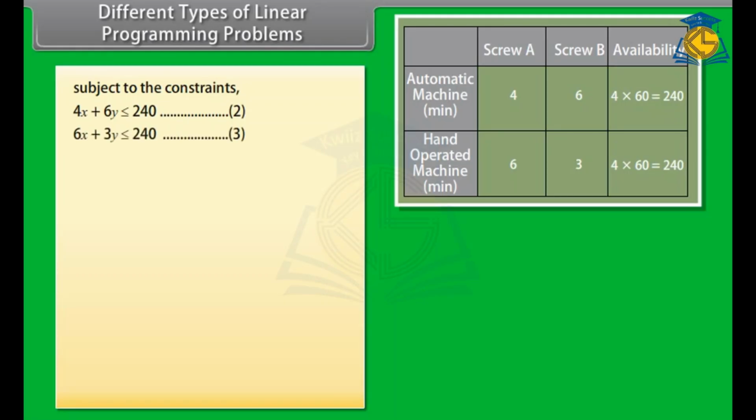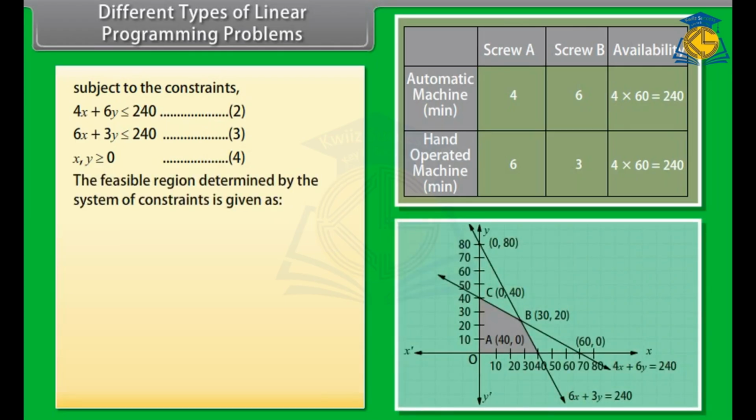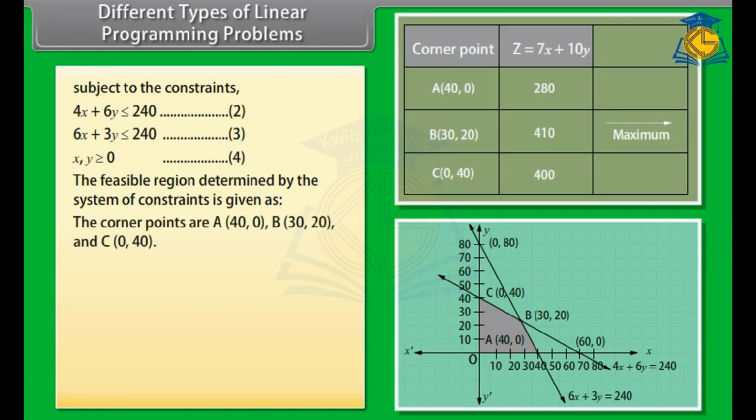6x plus 3y is smaller than or equal to 240, mark it as equation 3. x, y is greater than or equal to 0, mark it as equation 4. The feasible region determined by the system of constraints is given as the corner points are A (40, 0), B (30, 20) and C (0, 40).